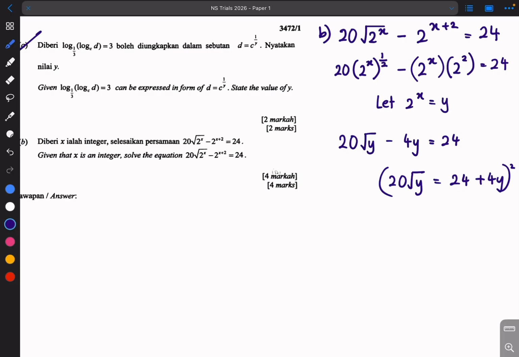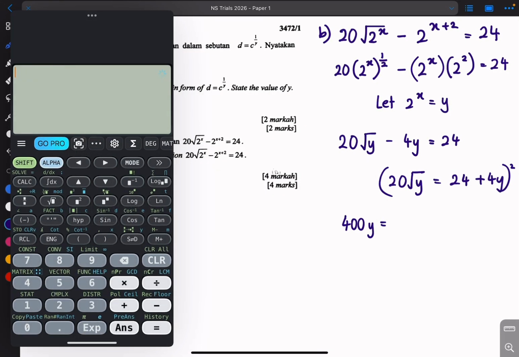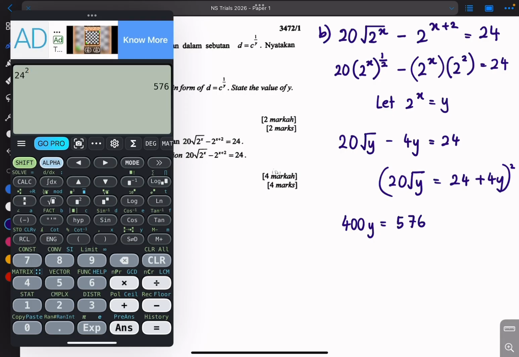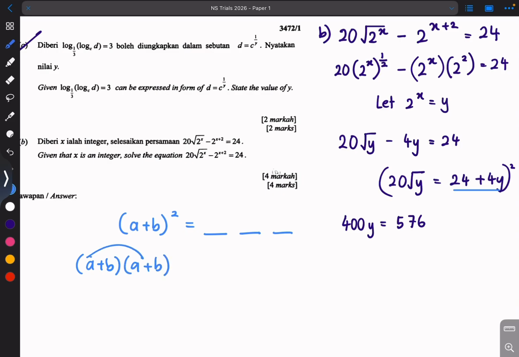So 20, if we square it, we'll get 400. Square root y squared will be y. Here 24 squared is 576. Okay, this one, you must remember, has two terms. So when you square two terms, you will get three terms. The first one, this is the shortcut. You can do the long way of doing it like this, and then you expand.